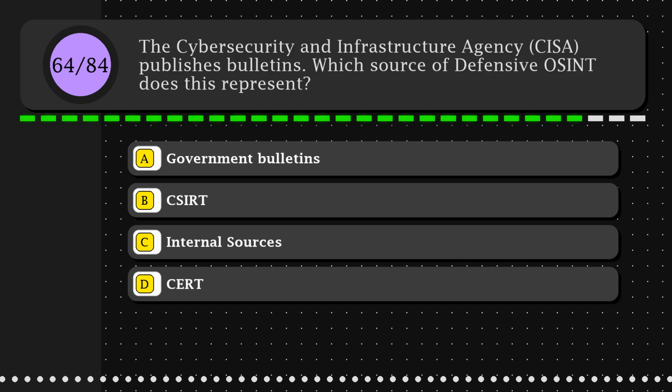Question 64. The Cybersecurity and Infrastructure Agency, CISA, publishes bulletins. Which source of defensive OSINT does this represent? Option A. Government bulletins. Option B. CERT. Option C. Internal sources. Option D. CERT.